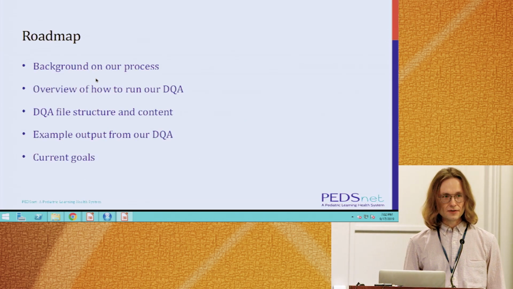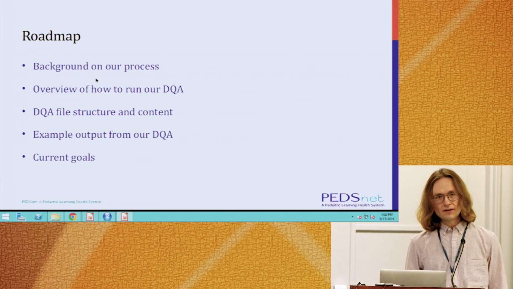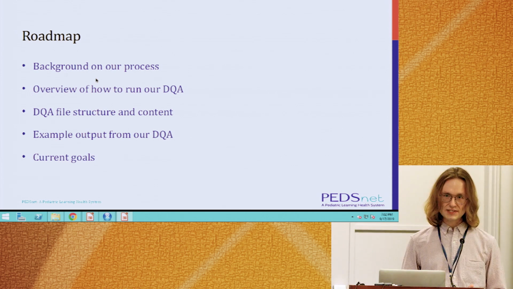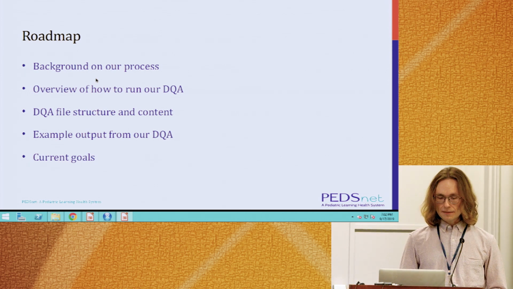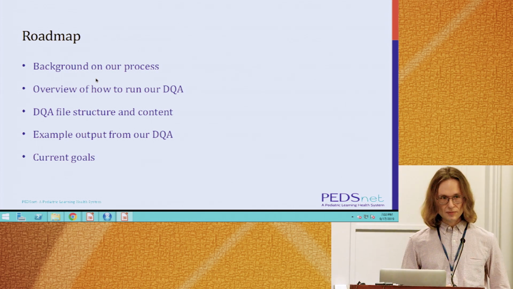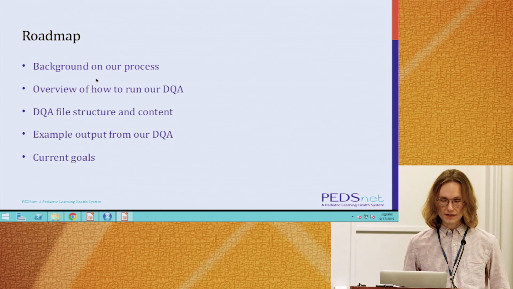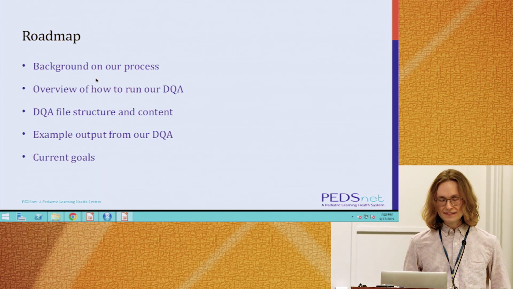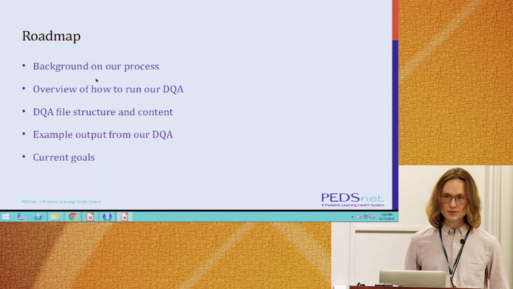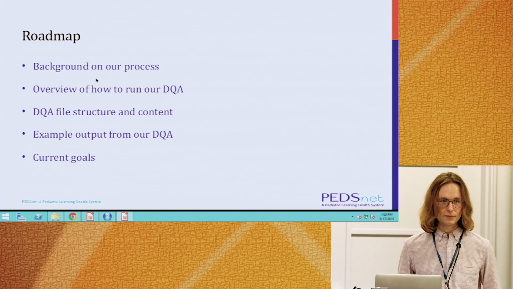First off, I'm going to go over some background and a little bit more of that process that we were just discussing. From there, I'm going to go over how to run the DQA, and give you the gist of the steps you would take to set it up. From there, I'll give you a peek under the hood with exactly what's going on in our code. Finally, I'll take us through some of those results and ultimately what we're currently working on.